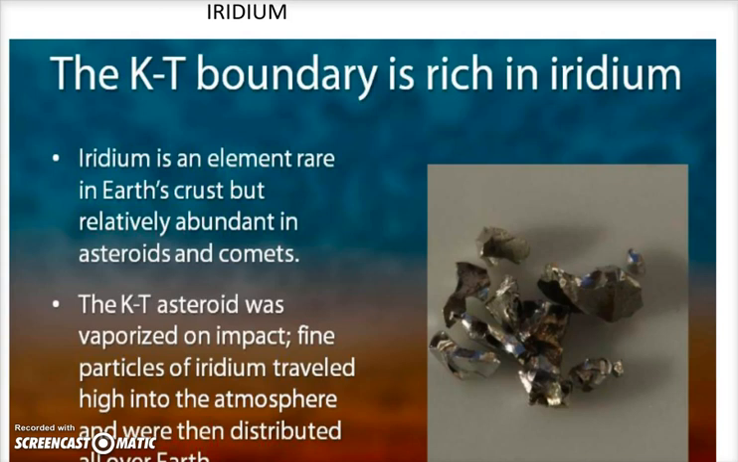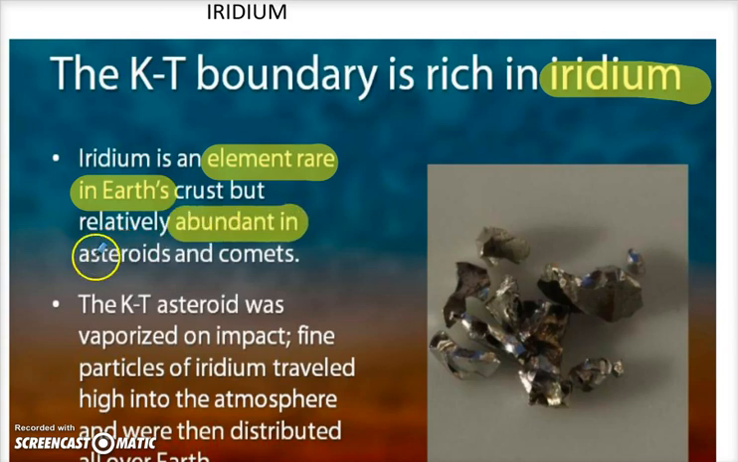One of the things that we found in the KT boundary is iridium. Iridium is an element that's rare in Earth, but it is abundant in asteroids and comets. Please follow the things that I am highlighting because these are the things that you're going to want to pay attention to in your notes. What we do know is that the asteroid isn't around anymore because it would have been vaporized on impact. If that's true, then we can't look for the actual asteroid, so we have to look for other things, like these fine particles of iridium that would have been distributed all over the Earth.